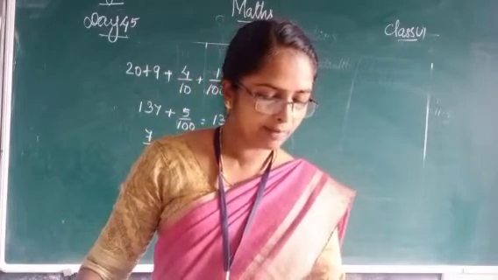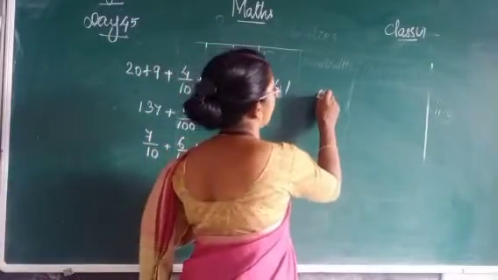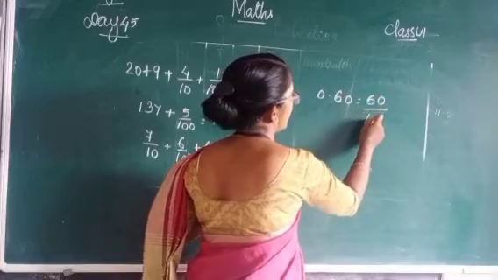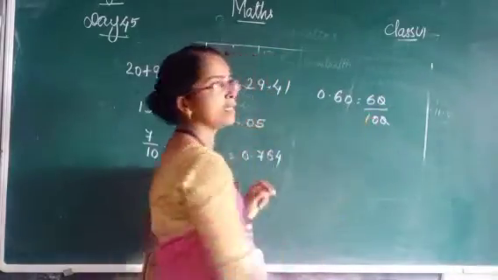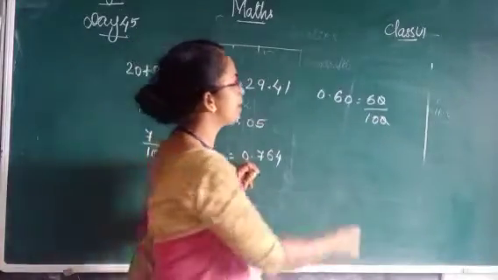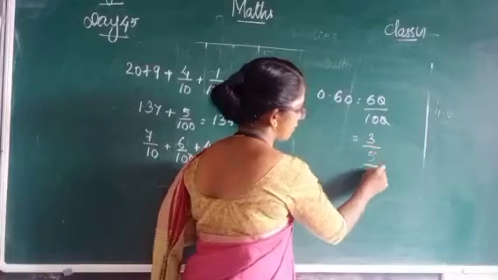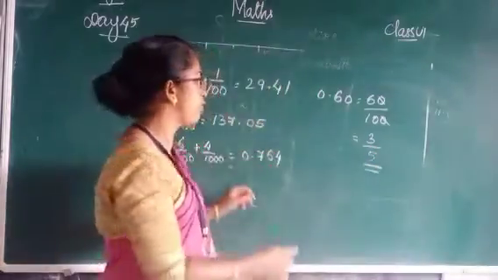Write as fractions in lowest terms. 0.60. 60/100. Cut this zero. 6 and 10 dividing with 2. 6/2 is 3. 10/2 is 5. Okay.